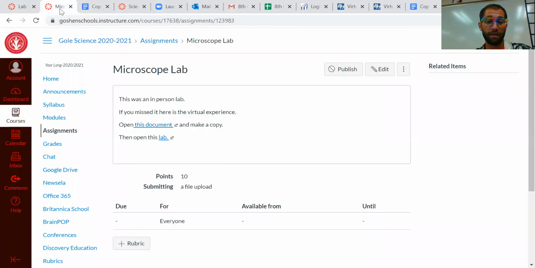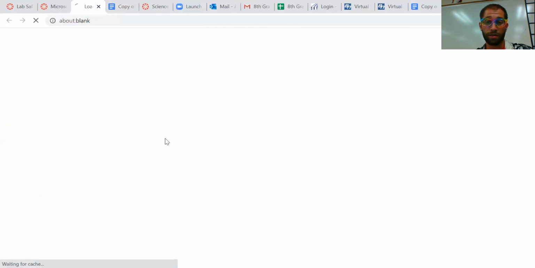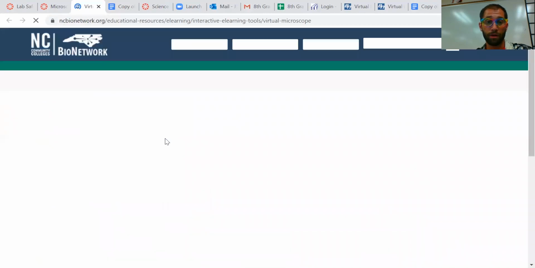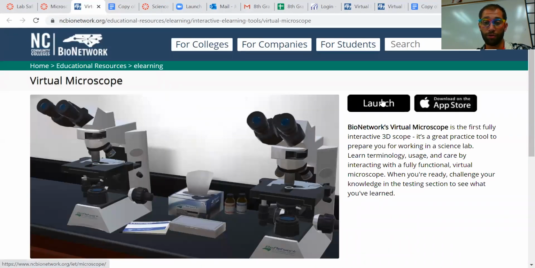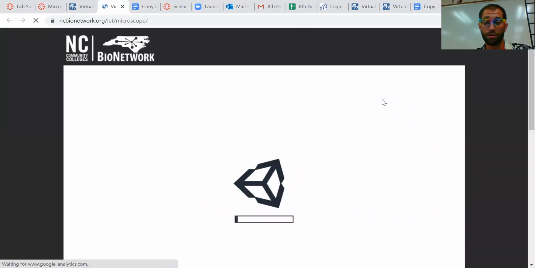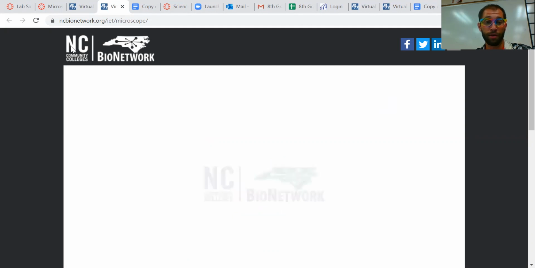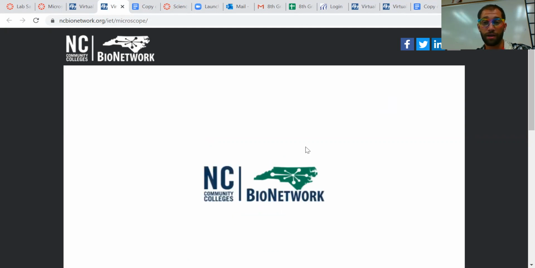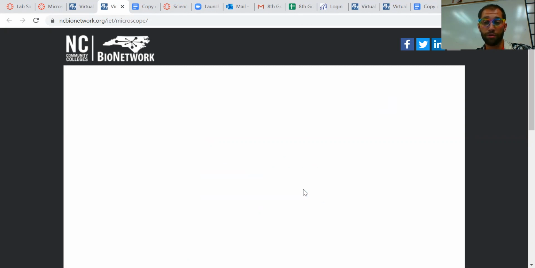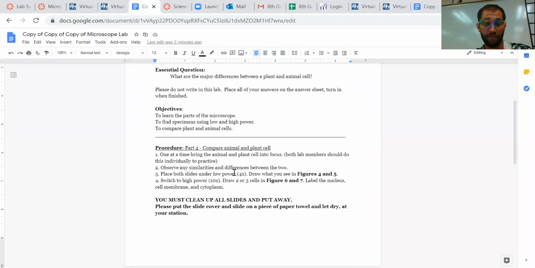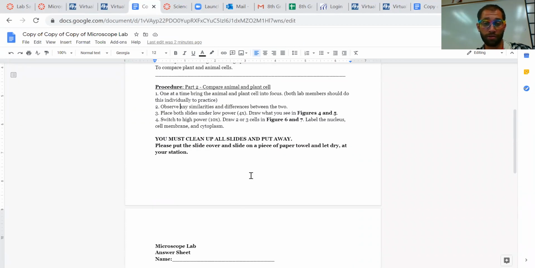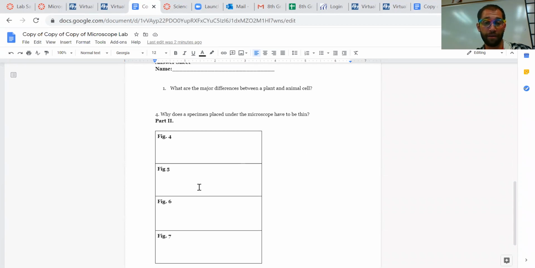So where we find this virtual microscope is with this lab right here. Once we open this lab, you're going to click Launch. This lab, brought to us by North Carolina Community Colleges, will allow us to view some plant and animal cells, which we're going to compare. Our lab notes here say we're going to compare them at 4 times power. We're going to draw those in figures 4 and 5.